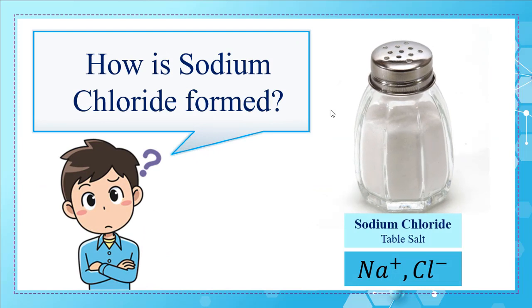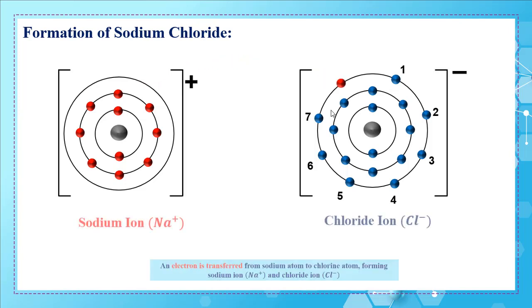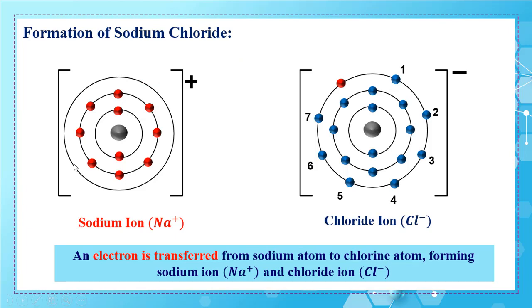How is sodium chloride formed? Formation of sodium chloride starts when a sodium atom Na loses 1 electron, and this electron is transferred to a chlorine atom in order to form the cation Na+ and the anion Cl-. Here, an anion is formed because the electron is gained by the chlorine atom, whereas here a cation is formed because an electron is lost by the sodium atom.